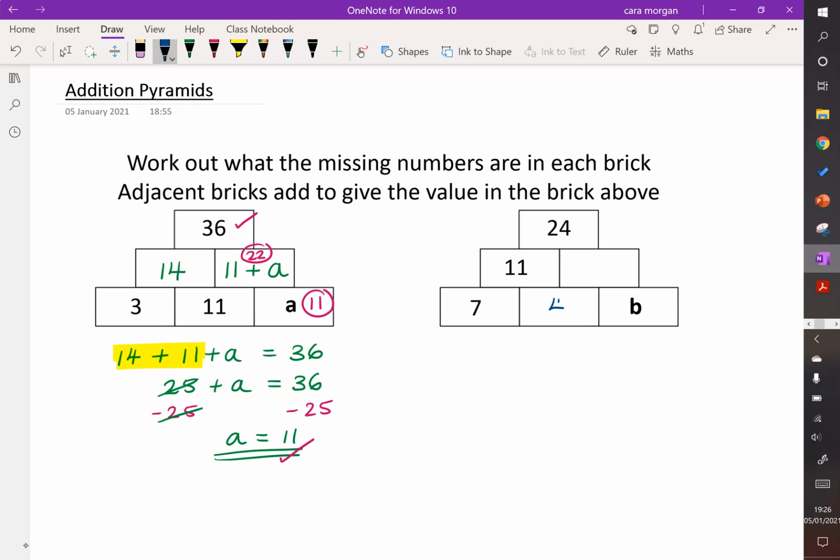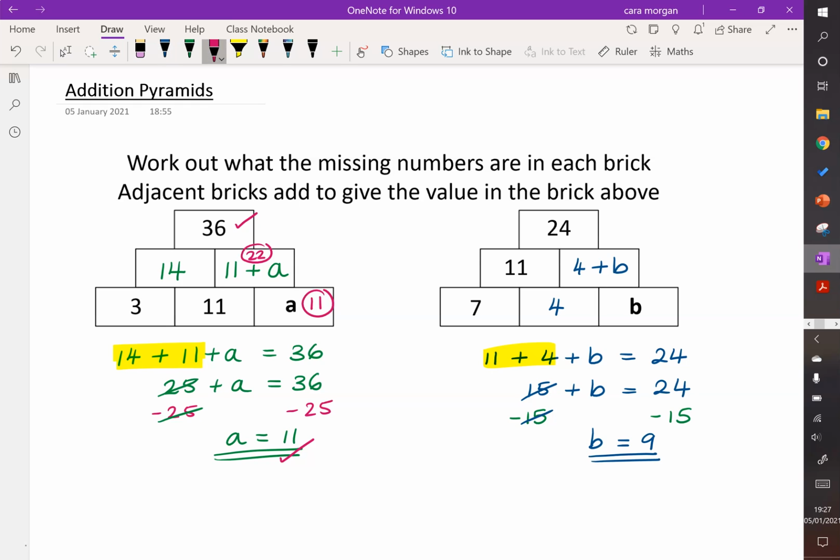Now I know that 7 add 4 is 11, so I can easily fill that in. And now I know that 4 add B is going to be the value of the term in the brick above those two. My equation that I'm going to form is that 11 add the brick with 4 add B is going to give 24. I'm going to add my like terms together to get 15 add B is 24. And then I'm going to subtract the 15 from both sides. And by doing so, I'm going to have 1B. And I believe that must be 9 if I've done that right.